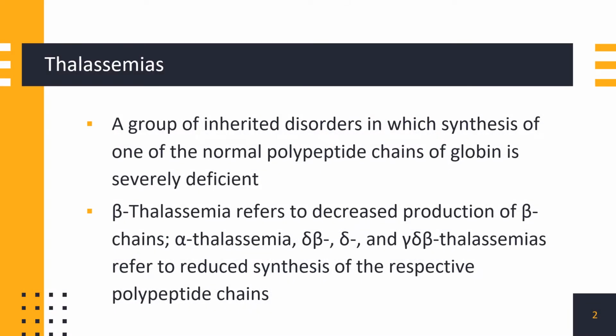I'm going to start my lecture with a discussion on a condition called thalassemias. Thalassemia is a group of inherited disorders wherein production of one of the normal polypeptide chains of globin is markedly deficient. Beta thalassemia refers to the underproduction of beta chains. Alpha thalassemia, delta beta, delta, and gamma delta beta thalassemias refer to the reduced formation of the respective polypeptide chains.